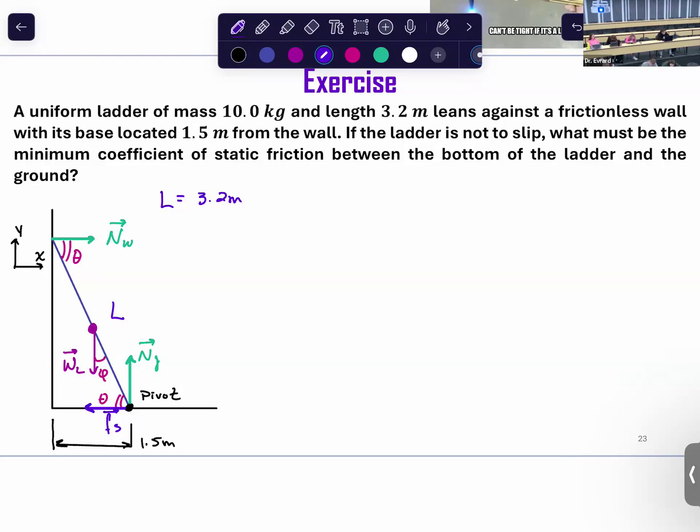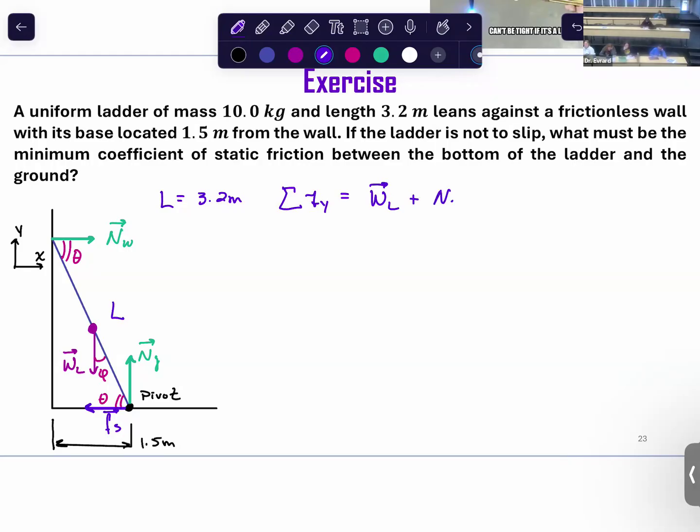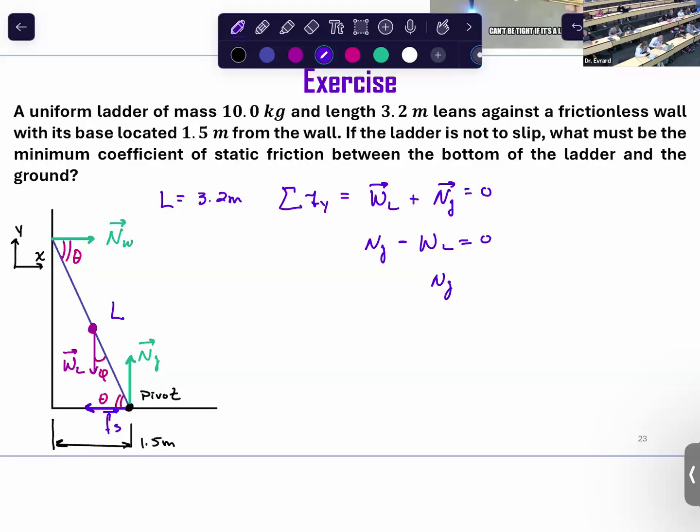Okay, so let's start thinking about all the things that we're gonna need. We're gonna need to know what those normal forces are. Let's start with our sum of forces in the Y direction. The normal force due to the ground, positive, minus the weight of the ladder equals 0. The normal force for the ground is going to equal the weight of the ladder.